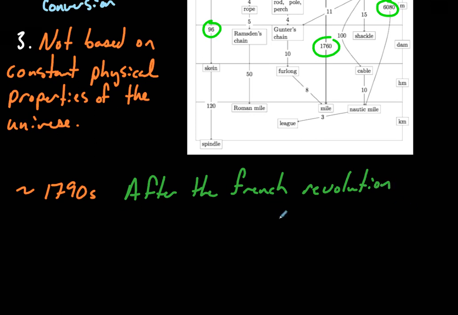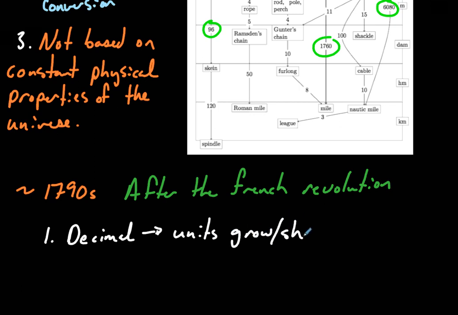Okay, and so what are the features of it? What were the goals of it? Well, one, make it decimal. So what does that mean? Well, it just means that the units grow by 10 or shrink by 10. So that puts it in line with our normal everyday math system.